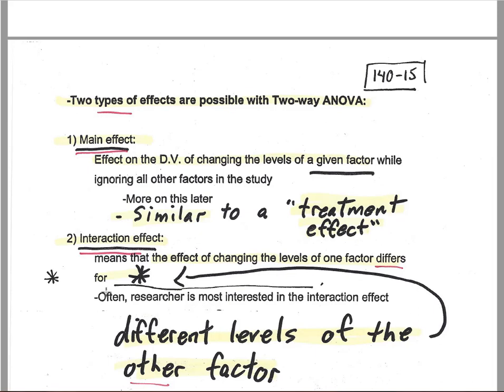I have a note here. Very often the researcher is most interested in the interaction effect. Very often the whole reason they analyze their data using two-way ANOVA is because they wanted to see whether they had a statistically significant interaction effect. It is a big deal.